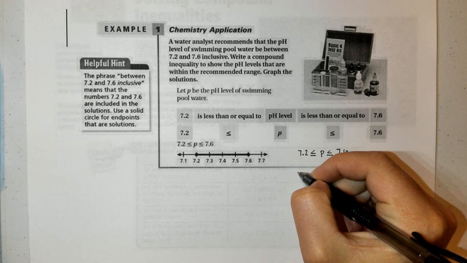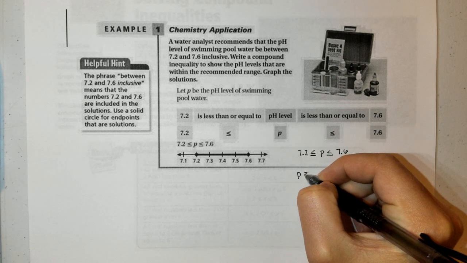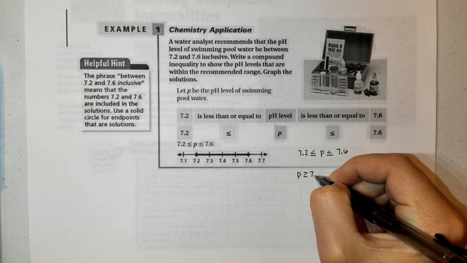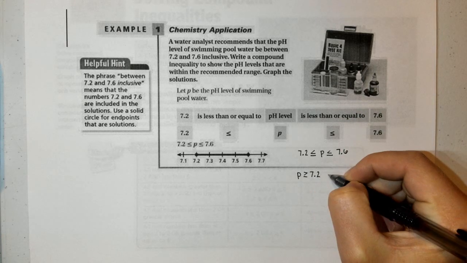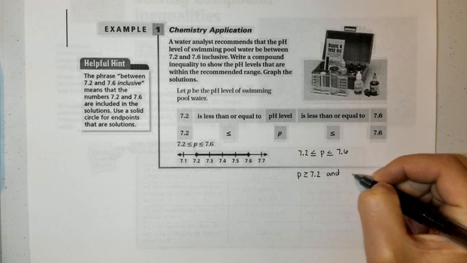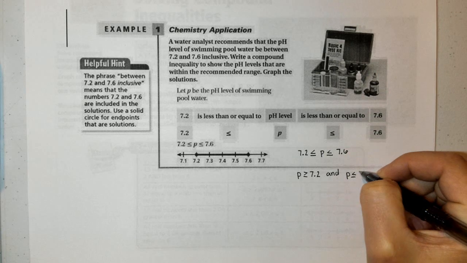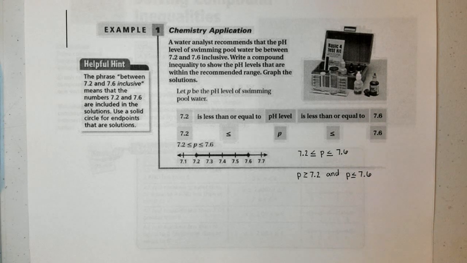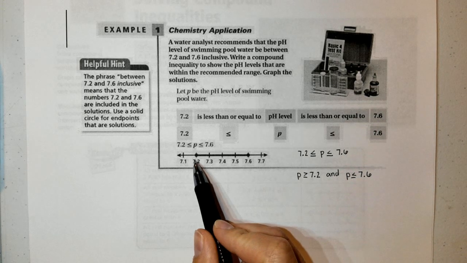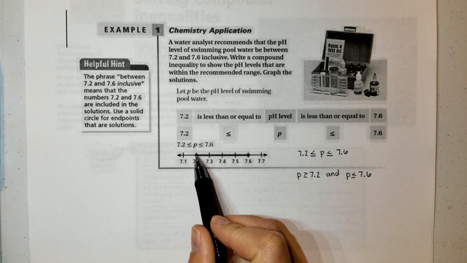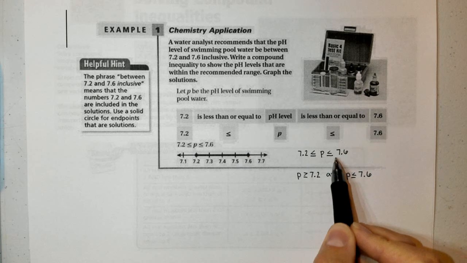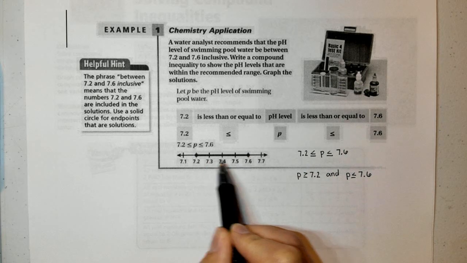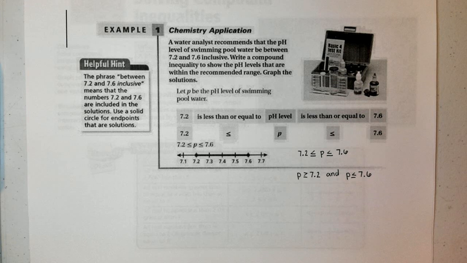You could also see it written like this. P is greater than or equal to 7.2, and P is less than or equal to 7.6. Okay, those would be two different ways to write that. And when we put a dot on 7.2 and 7.6, closed dot because we have the equal to, it's inclusive, includes those solutions, and then shade between those two values.